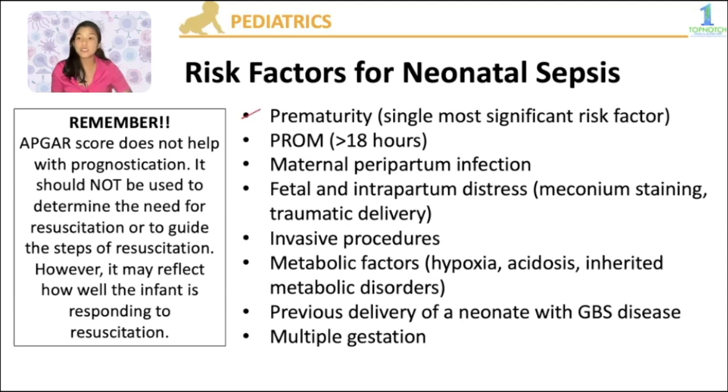Prematurity, one of the single most significant risk factors due to a very poorly developed immune system. Premature rupture of membranes, especially if it has lasted for more than 18 hours. Maternal peripartum infections, so things like urinary tract infections, fetal and intrapartum distress, especially if they come out meconium stained or if there is traumatic delivery. Invasive procedures, metabolic factors, or previous delivery of a neonate with GBS or group D streptococcal disease, specifically your Streptococcus agalactiae, and multiple gestation.